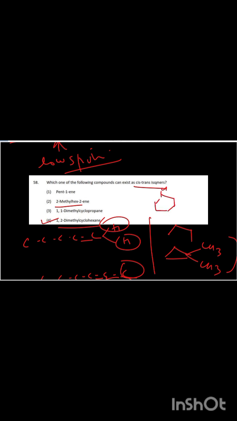Cyclohexane 1,4-dimethyl. Here I cannot show it's cis trans isomer, but if you have studied, cyclohexane normally exists in chair form, where 1 2 3 4 5 6 are carbon atoms. One CH3 is in this form, the other is in this form. Suppose it rotates in the opposite direction, what happens? This CH3 comes out like this and this comes out like this. So it exists as both cis and trans form.